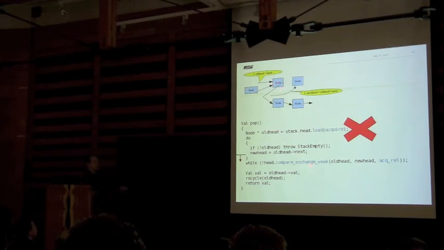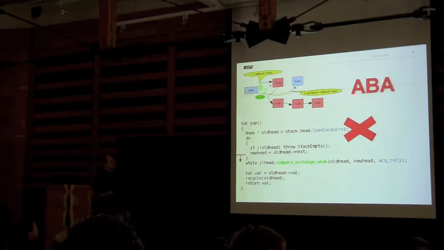So now we do our CAS, and it goes, hey, excellent. The head hasn't changed. It's exactly what it used to be. So I'll just swap that out, and we'll point over to this thing that was actually, wait a second, that was deleted a long time ago. And I've now pointed to here, and I've lost all the real nodes, and pointed ahead to a deleted node, because what's happened is called ABA.